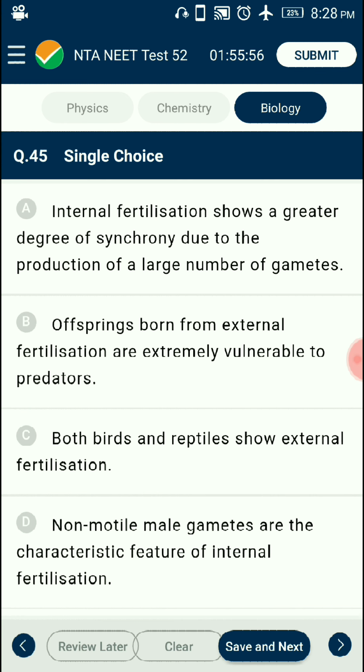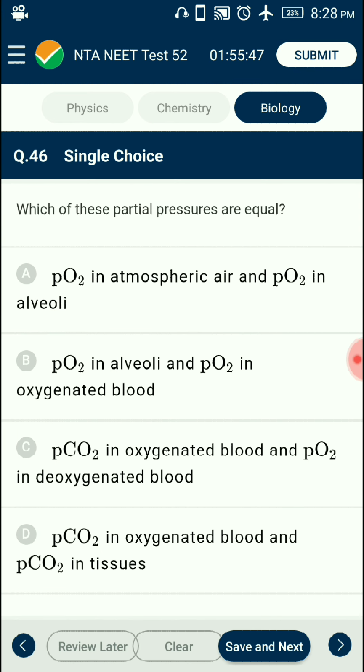So the answer is option B. Offsprings born from external fertilization are extremely vulnerable to predators. Question number 46. Which of these partial pressures are equal? So here 4 partial pressures are given. The tabular column is given in the textbook. So according to the question, option C, PCO2 in oxygenated blood and PO2 in deoxygenated blood, those partial pressures are equal. So that is the answer for this question.